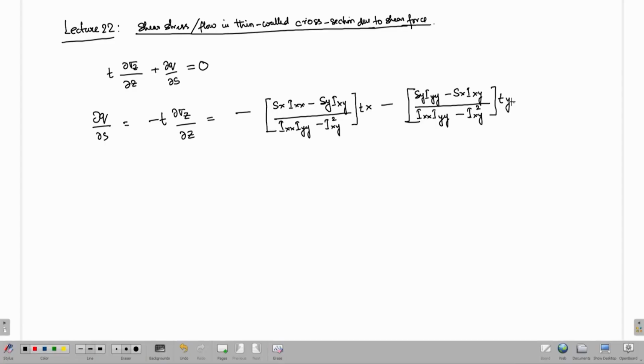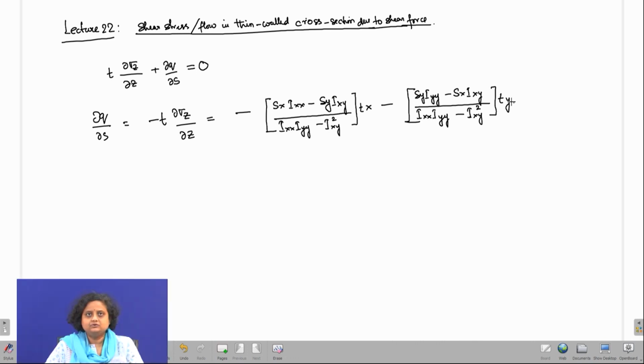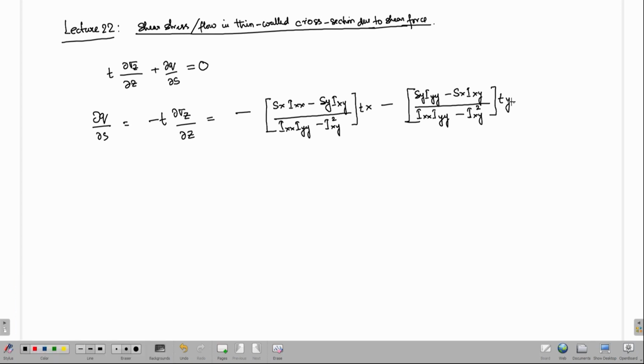Hello, welcome to lecture 22, which is a continuation of the previous lecture. We are going to study how to find the shear stress or the shear flow in a thin walled cross section due to an applied shear force. So, we are analyzing a beam with a thin wall cross section, and shear forces Sx and Sy are acting on the beam in the x and y directions. We are trying to find out what the shear stress or shear flow in the cross section will be.